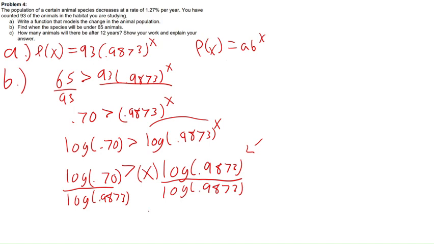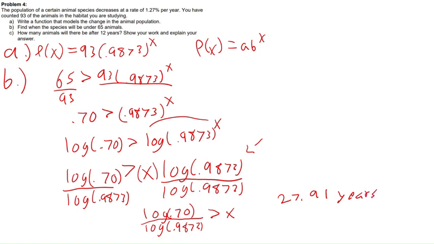Now that we've done that, we should end up with log 0.70 over log 0.9873. This is not equaling. This is greater than x. So if we plug that into our calculator, we will get, all right, what that means is it'll be 27.91 years until the species will be under 65 animals. So we can write that over here.